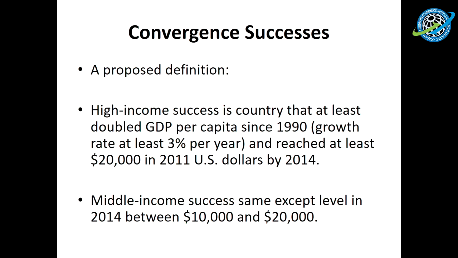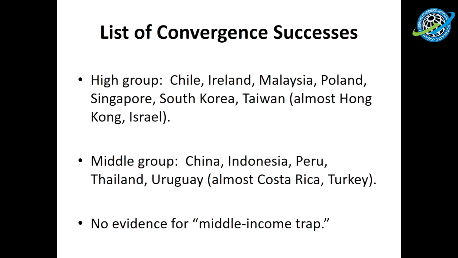So if you look at that list of countries that have achieved these criteria, this is what they look like. So these are the group you would think about as high-income successes, convergence success stories. So it includes some of the champion countries that people often think about, like the East Asian countries, Singapore, South Korea, Taiwan, Hong Kong, Malaysia. Chile is the big success story in Latin America, which has sustained high economic growth now for a long time. So it's now actually in the high-income group.